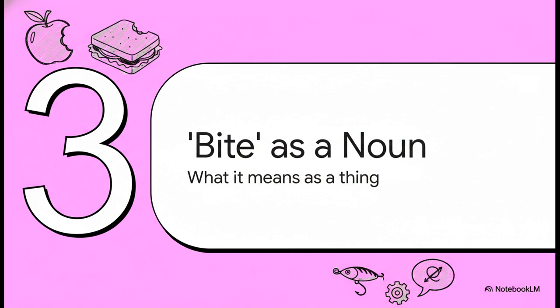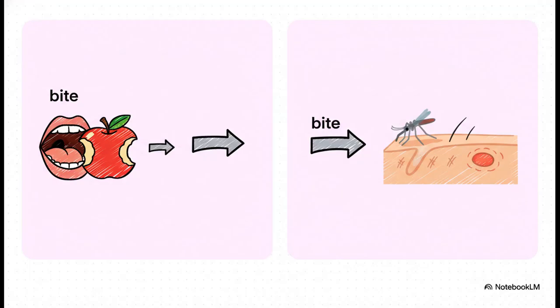So let's switch gears for a second and explore bite as a noun. And this is where the logic of the language just becomes so incredibly cool and clear. The two noun meanings connect perfectly back to the two verb meanings we just talked about. The action of biting an apple creates a bite of apple. And the action of a mosquito biting you creates an insect bite. It's this perfect little cause and effect system, all contained within one single word.